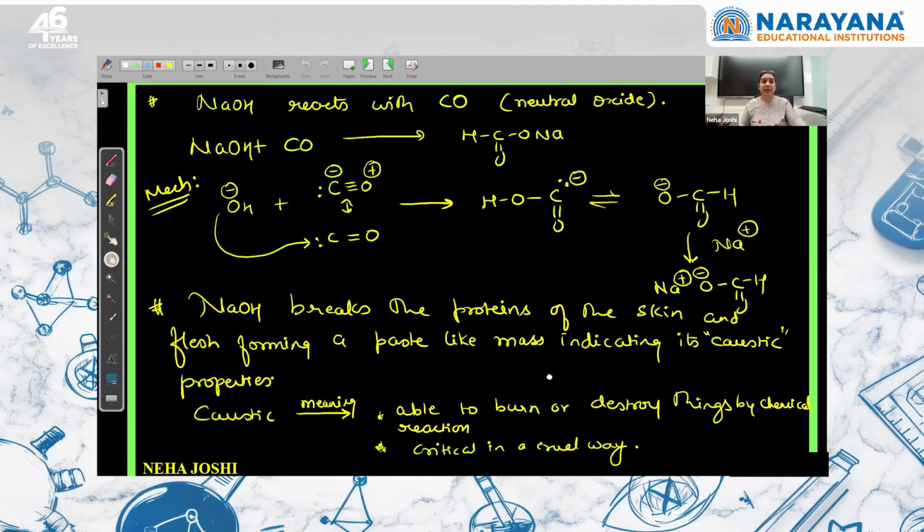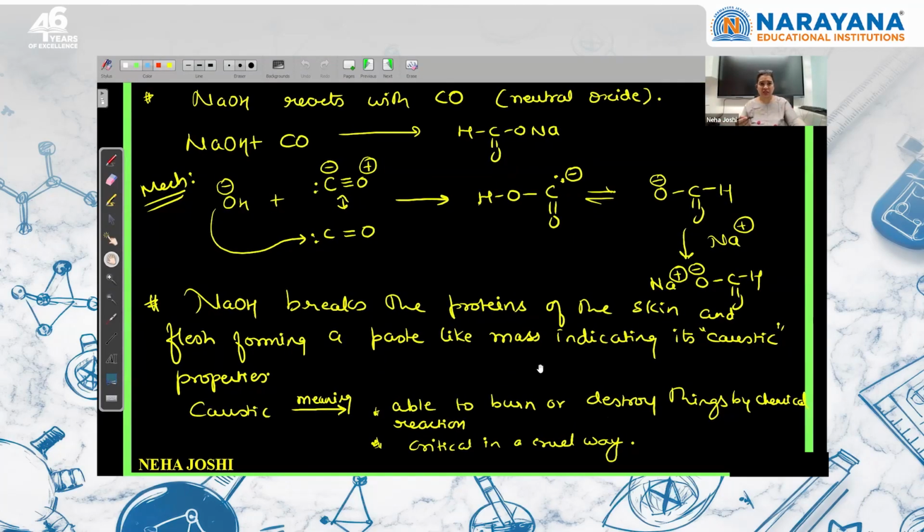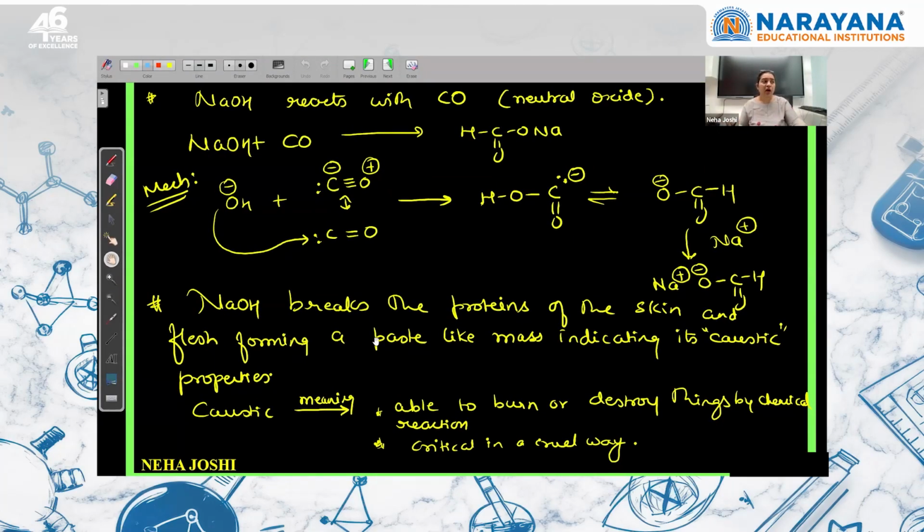NaOH, as I said, is caustic or corrosive. So how does it have that property? It breaks the protein of the skin. When its concentrated solution comes in contact with the skin, it breaks the protein, and by breaking the protein, a paste-like mass of that part is formed. It dissolves your body part, right?